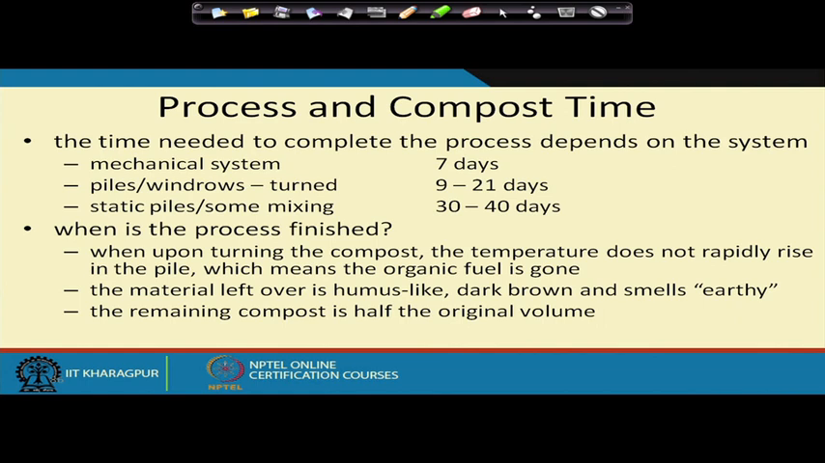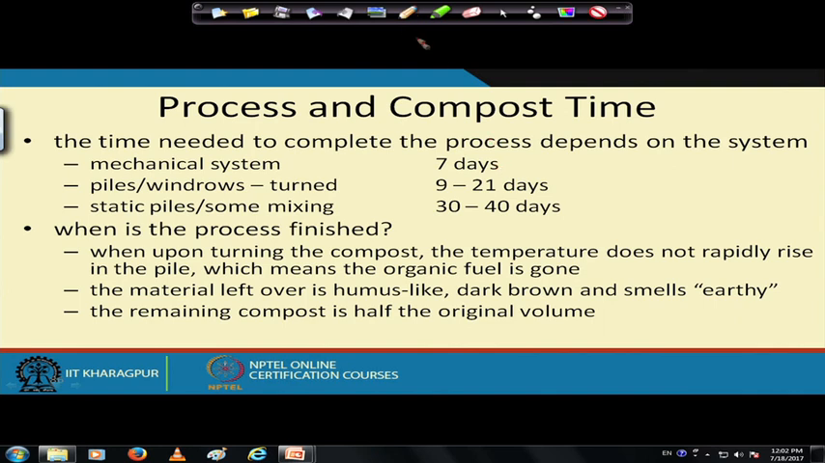The math that we just talked about was for a rigorous mechanical system, because they were talking about just 5 days. But typically that system is around 7 days. When you go for pile and windrow with turning it is around 9 to 21 days, and static piles with some mixing goes up to 30 to 40 days. So again it all depends on how much space you have and how much money you can spend. If you have a bigger space and don't want to spend that much money, go for static piles with some mixing. It will go over 30 to 40 days.